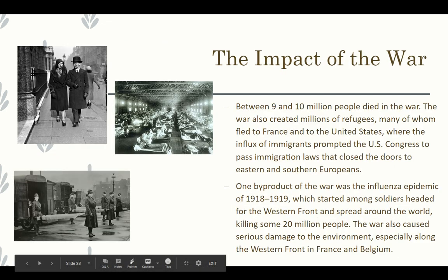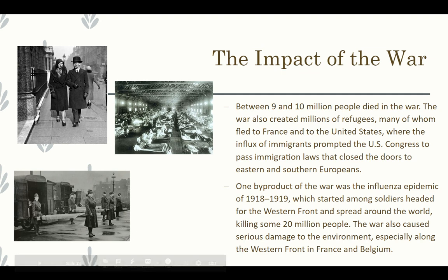Between 9 and 10 million people died in the war. The war created millions of refugees, many of whom fled to France and the U.S. Here, the influx of immigrants prompted the U.S. Congress to pass immigration laws that closed the doors to Eastern and Southern Europeans. With the rise of World War II, this is going to have a severe impact.